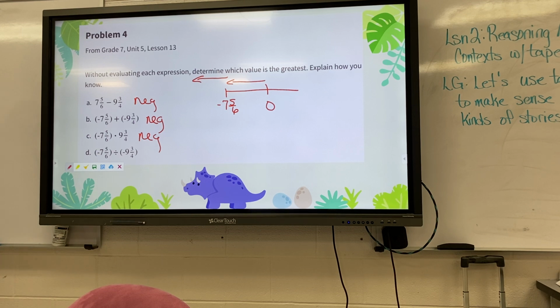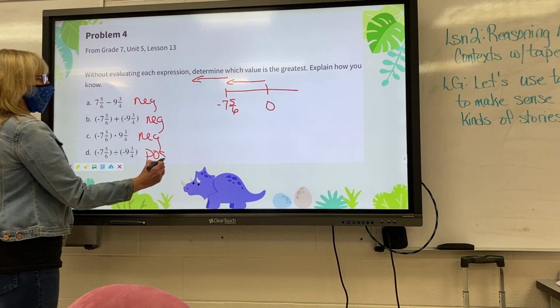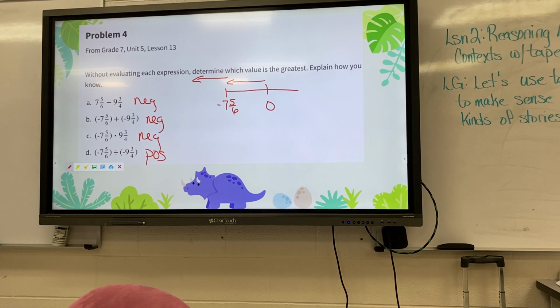All right, now we have a negative 7 and 5/6 divided by a negative 9 and 3/4. What's a negative divided by a negative? A positive. So now can we answer the question? Yes. Which one is greatest? D. D has to be greatest because it's the only one that's positive.